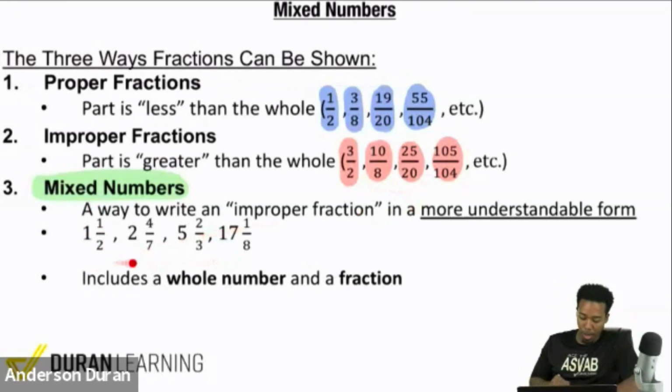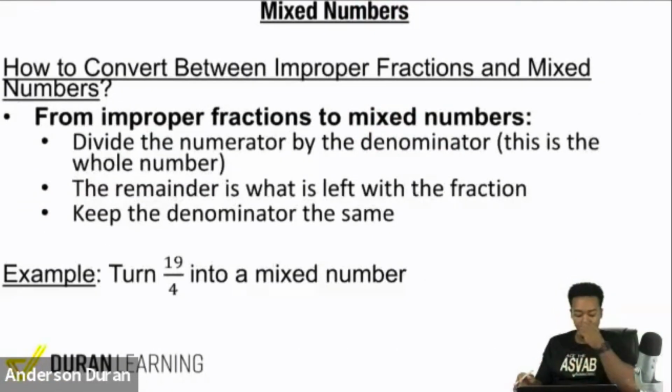Now, here are other examples. These don't really correspond to anything, so don't worry about it. But these are all different examples. And if you notice, every single mixed number here includes a whole number and a fraction. That's why it's called mixed: a whole number plus a proper fraction. And it's all there to give you a feel for that number.